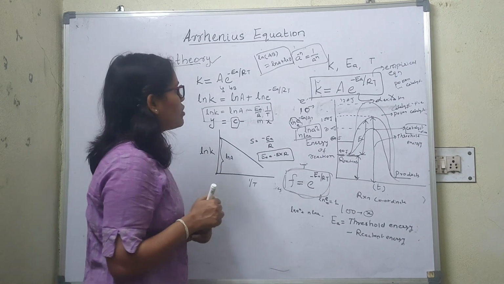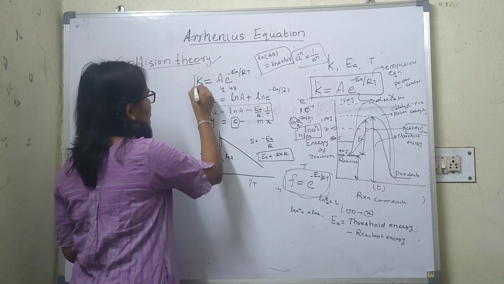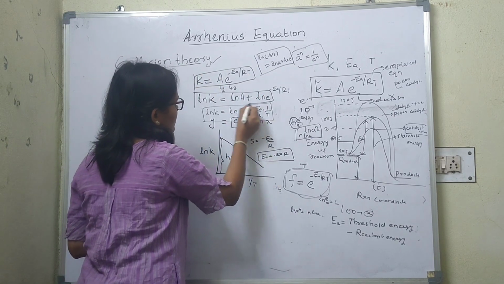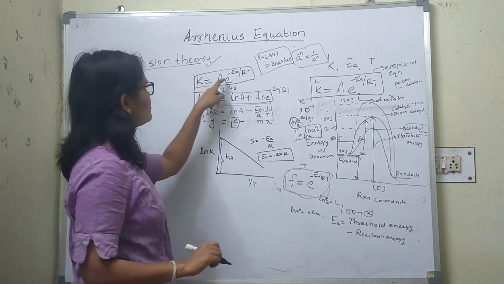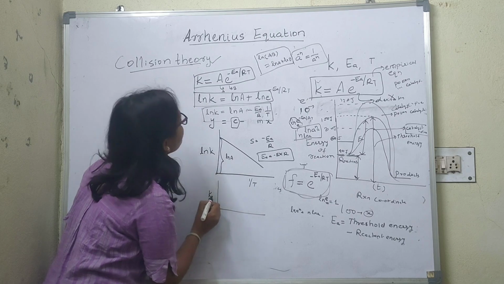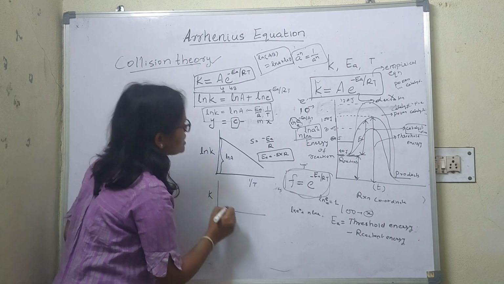Okay, there is one more form which is very important and it is called integral form. So this is one form. This is the other form. Now what will be the graphical form for this equation? Suppose I draw K versus T.